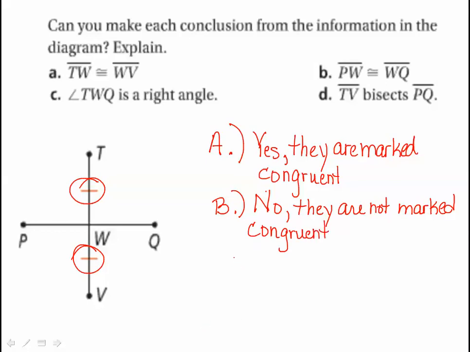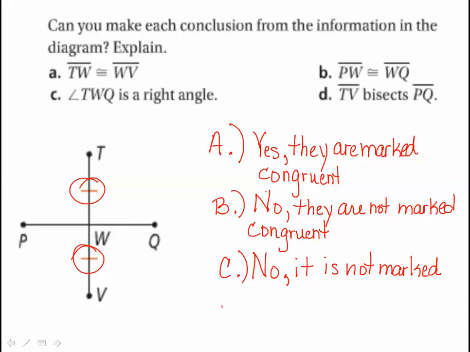Letter C says angle TWQ is a right angle. Again, as we look at this angle, it appears that this could very possibly be a right angle, but there is no symbol that tells me that it is. So I cannot assume that to be true. So no, it is not marked as a right angle. Keep in mind that if something were 89 degrees, or 89.5 degrees even, it might appear to me that it was a right angle, even though it's not.